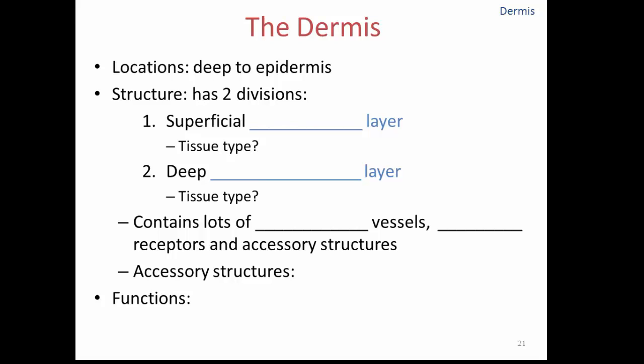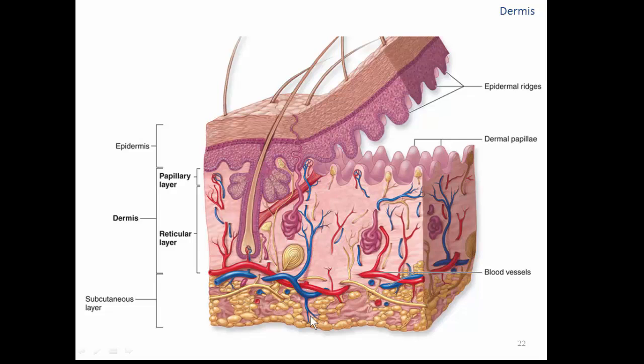And then the deeper layer to the dermis is known as the reticular layer, which does not contain reticular tissue, and I know that's confusing. It contains dense, irregular connective tissue. Let's take a look at a picture.